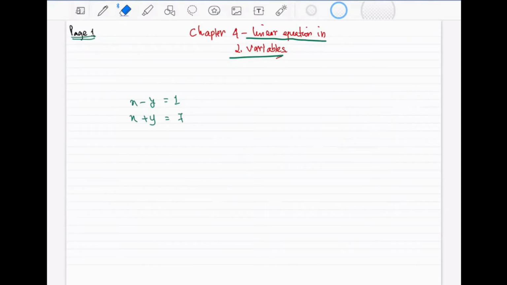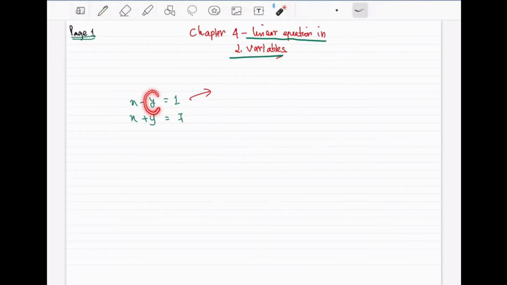I believe you already are familiar with how to draw graphs from class 9, right? So here we have an equation: x minus y is equal to 1. In order to draw the graph of x minus y is equal to 1, you first need a table. In order to make up the table, we need to find out the variable with respect to another variable.